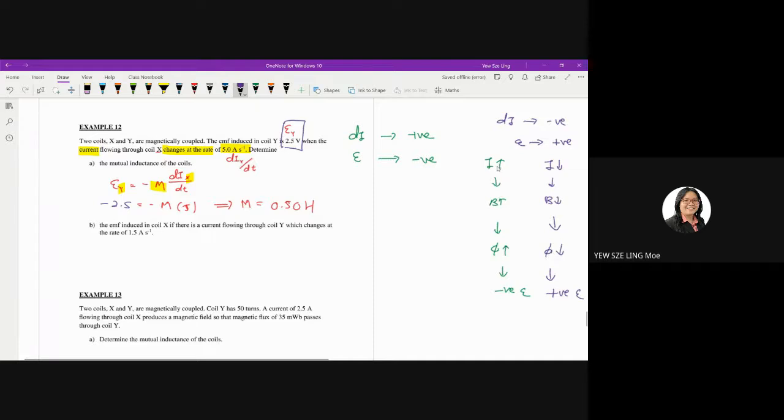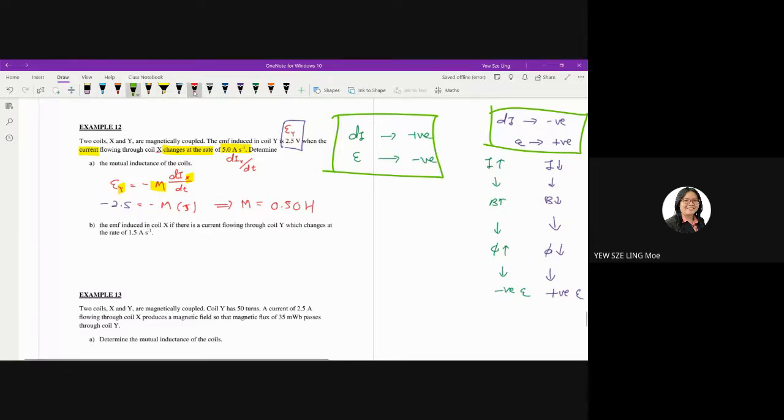dI positive, which you should know means I increases. What does it mean by I increase? It means B increases. What does it mean by B increase? It means flux increases. What does it mean by flux increase? It means you have a negative induced EMF. So the crucial thing in this question is these two relationships. You have to know them, you have to memorize.